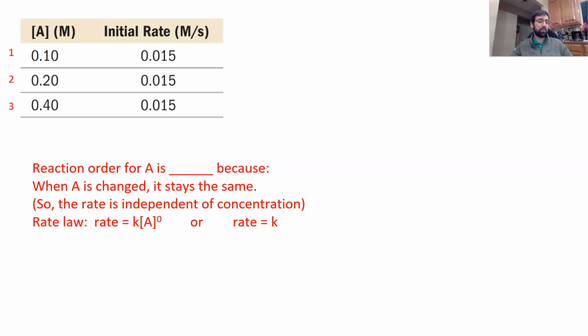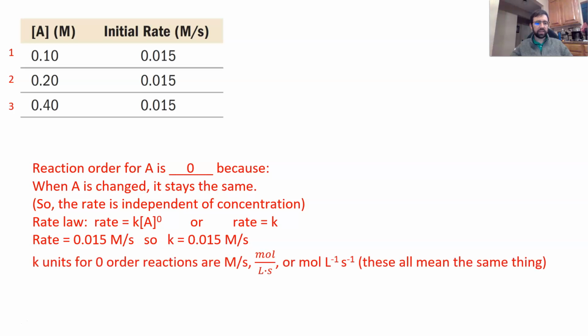It's really easy to figure out what K is now because it's just the rate. So the rate is 0.015 molar per second. So K is 0.015 molar per second. Keep in mind the K units for a 0 order reaction will be molar per second, moles per liter second, or moles times inverse liters and inverse seconds. These all mean the same thing. They're just different ways of writing it, and you want to get used to all of those. You'll see them in one of those forms or all of those forms on tests.